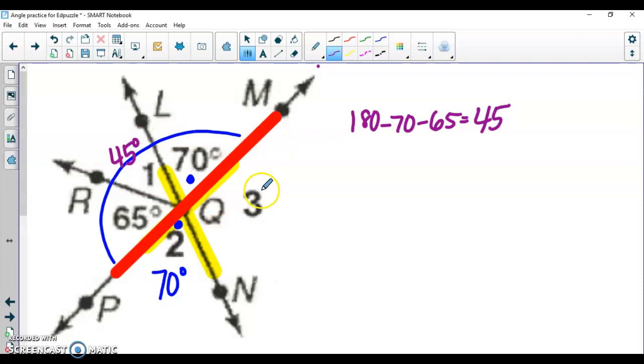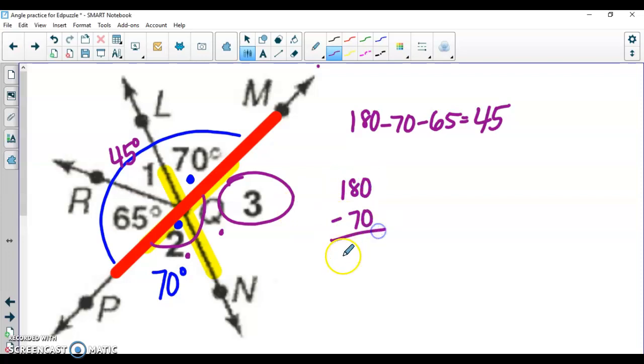Using knowledge that you have, can you actually figure out what would be the measure of angle three? In this particular one, angle three is part of that line right there. So together they form a line. So the only two angles that you have are two and three. And so far you've used 70 of the 180 degrees, which means that angle three is 110 degrees.